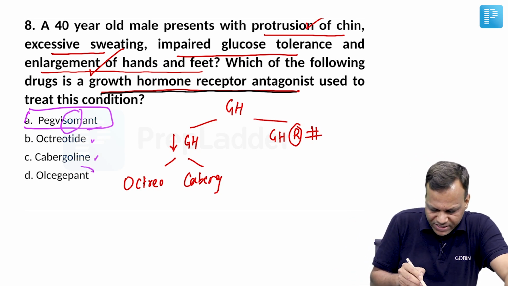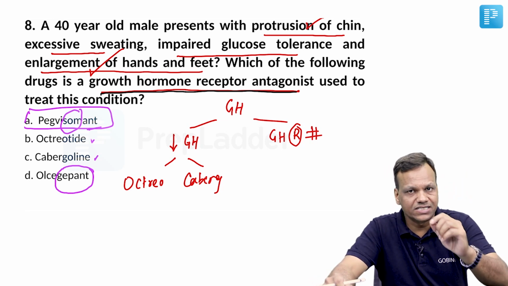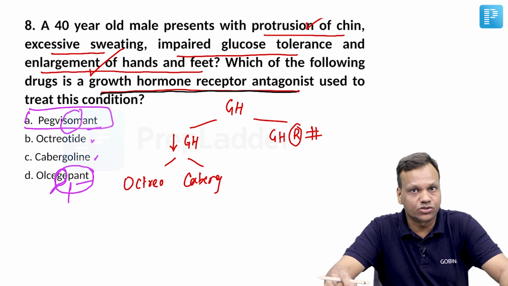And also gepants we discussed earlier. It is used in migraine. It is a CGRP antagonist. CGRP. So you can say the GE means gene peptide antagonist. Calcitonin gene related peptide antagonist. Okay.